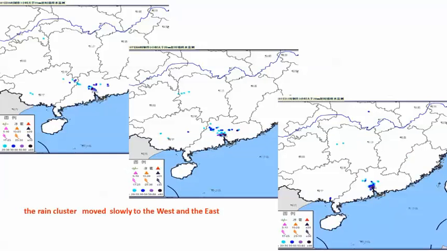Look at the real observations. The left image is 3 hours precipitation from surface stations from 2 to 5 o'clock. The middle image is 3 hours precipitation from surface stations from 5 to 8 o'clock. The right image is 3 hours precipitation from surface stations from 8 to 11 o'clock. We can see the rain cluster moves slowly from the east to the west.